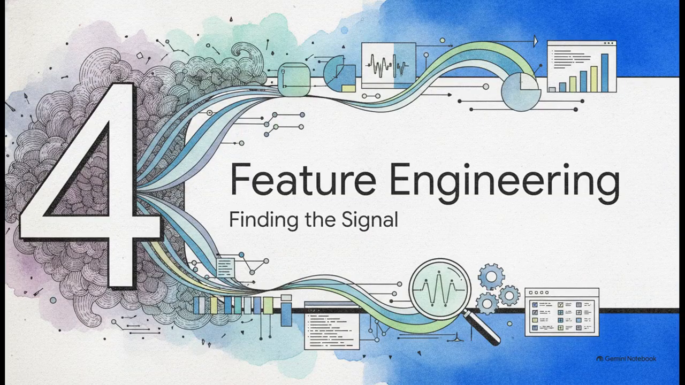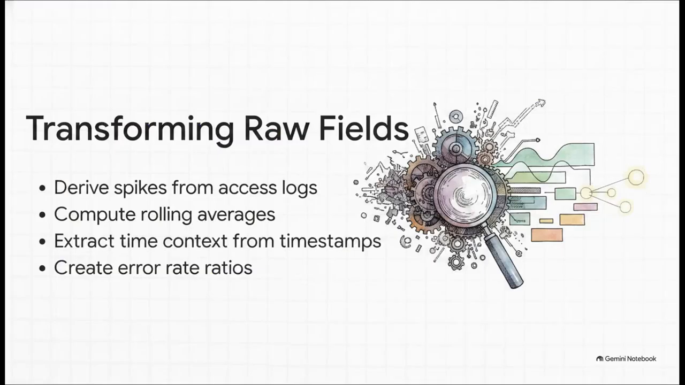Okay, Section 4, engineering features from your data. Or, as I like to think of it, finding the signal in all that noise. Because here's the thing, raw data is almost never going to hand you the answer on a silver platter. You have to actively build the signals so your model can learn. For example, you might look at standard access logs and create a brand new derived feature, like a requests per second spike. Or, instead of just staring at raw CPU metrics, you compute rolling averages for CPU and memory usage.